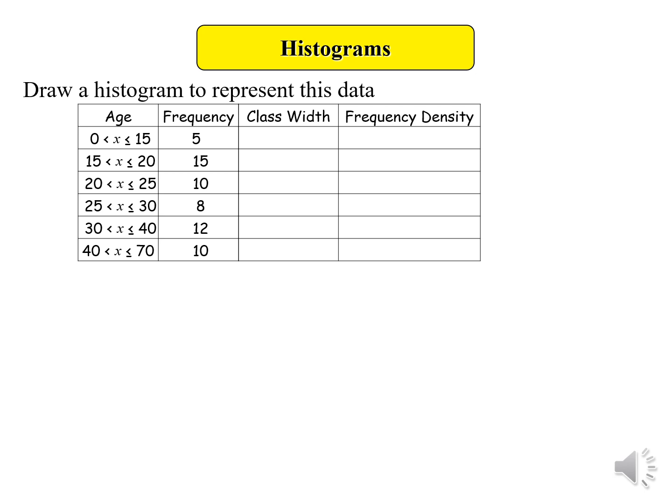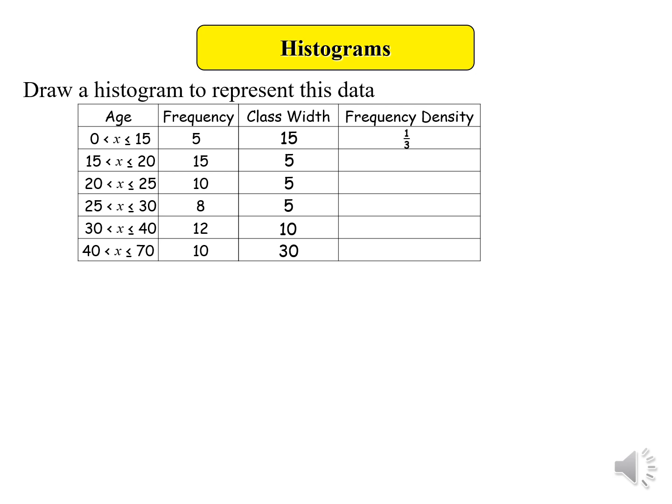Class width for each class: for the first it will be 15, for the second it will be 5, third it will be 5. How to calculate the class width? Upper limit minus lower limit. That is 30 minus 25, it will be 5. 40 minus 30, it will be 10. 70 minus 40, it will be 30. As the class widths are not equal, that's why we are looking at how to draw the histogram this way.